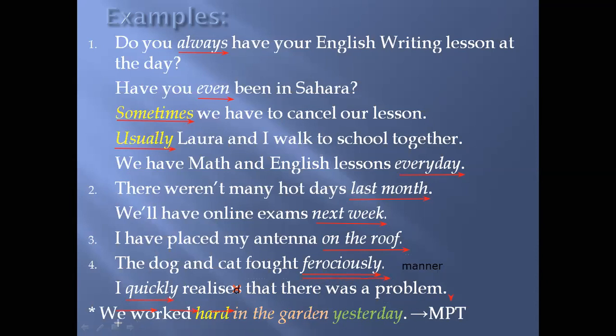Okay, so the next one. We worked hard in the garden yesterday. Do you see the order of the adverbs? How many adverbs do we have? We worked hard in the garden and yesterday. Hard is about manner. How did you work? Hard. In the garden. Place, where? Place. Time, yesterday. So that's why M-E-T. That's how you're going to place the adverbs in order, okay?